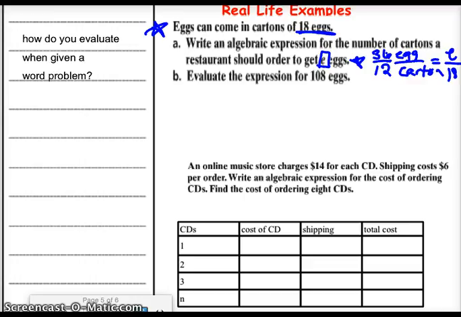And now we want to evaluate, plug in, substitute if you want 108 eggs. So 108 over 18. Anybody know that off the top of their head? Ethan, you know? 108 divided by 18. 6.